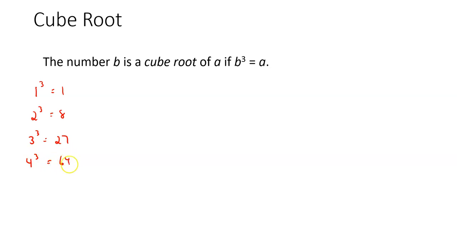So 4 to the third is 64. 5 to the third is 125, and those are probably the ones that you'll see most often. Maybe a 6 or a 7 from time to time. 6 to the third is 216, and 7 to the third is 343. Much beyond that, you'll grab a calculator.